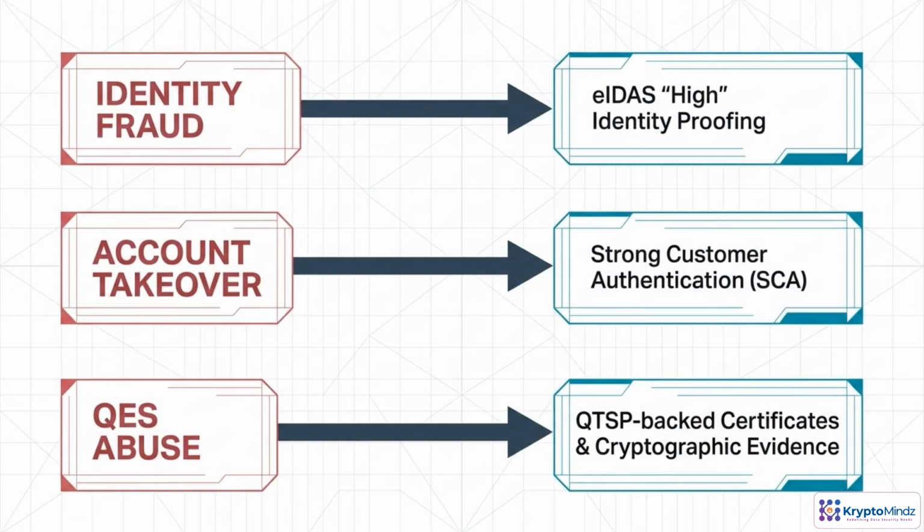Always think in pairs. Risk on one side, control on the other. To reduce identity fraud, you raise the assurance of onboarding, for example by using eIDAS high identity proofing. To limit account takeover, you protect every sensitive step with strong customer authentication. And to prevent abuse of qualified e-signatures, you rely on QTSP-issued certificates plus cryptographic evidence that can stand up in court years later.